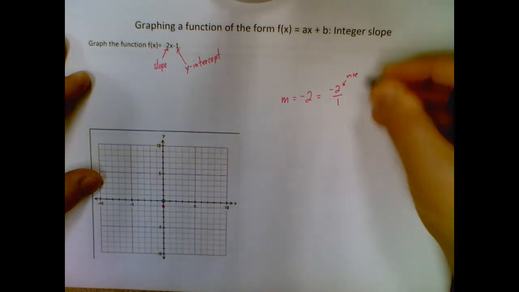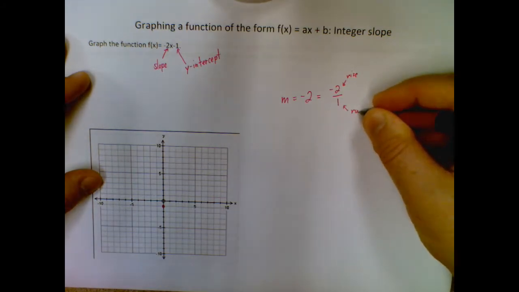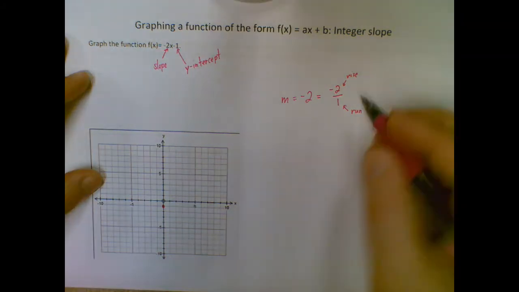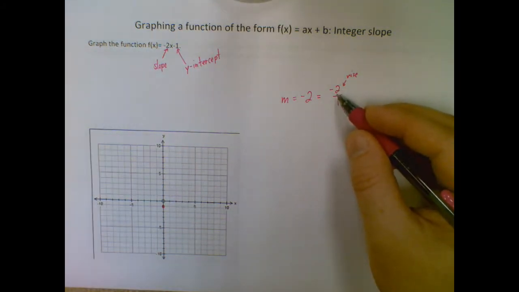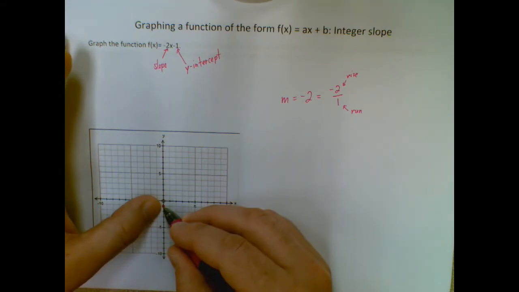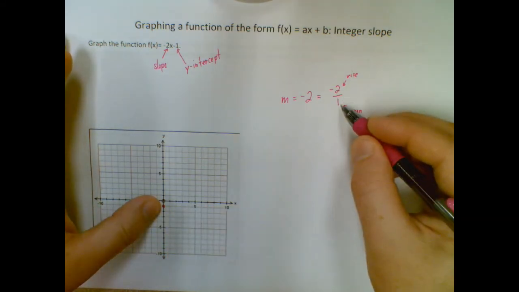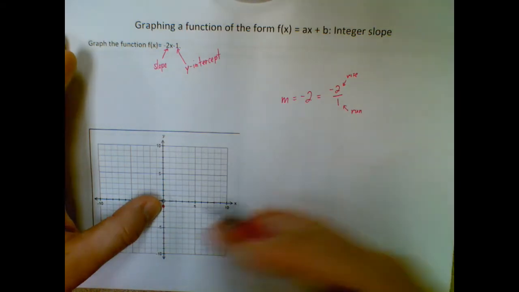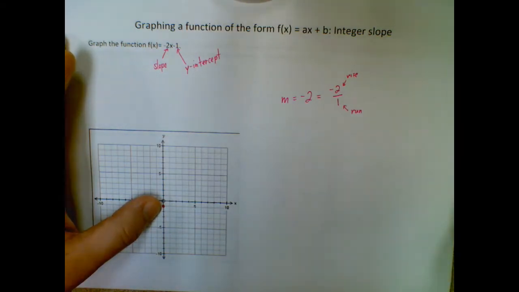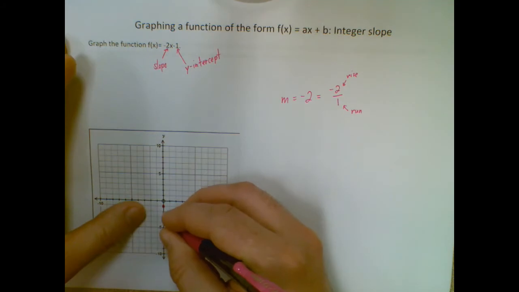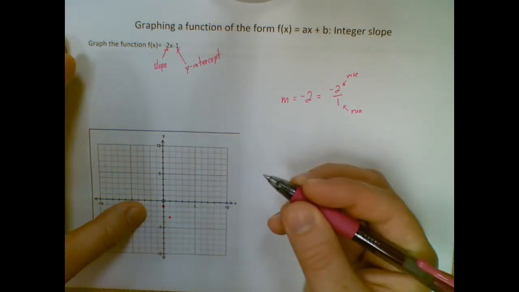Using rise over run, rise is how much we go up and down, and run is how much we go left and right. So I'm rising negative 2, which sounds weird, but it just means you're taking the point you start at, the y-intercept, and going down 2. And we have to do this as well, running left and right, positive 1. My positive horizontal direction is to the right. So I'm going to go down 2, right 1. So down 2, right 1.